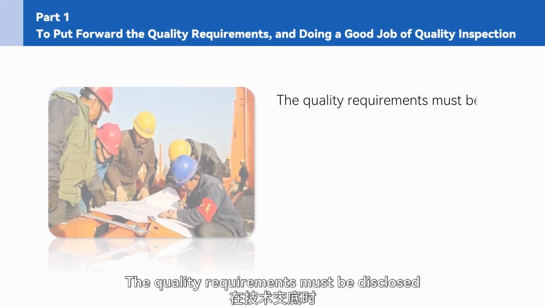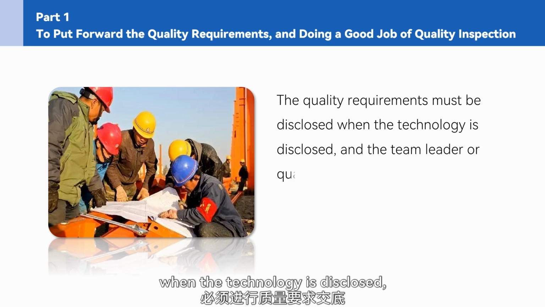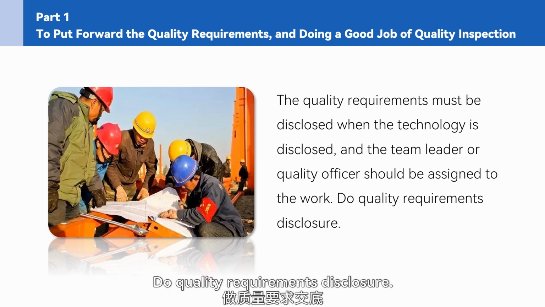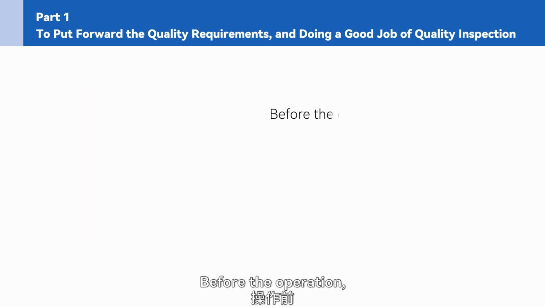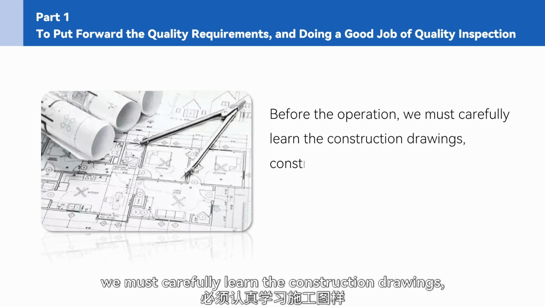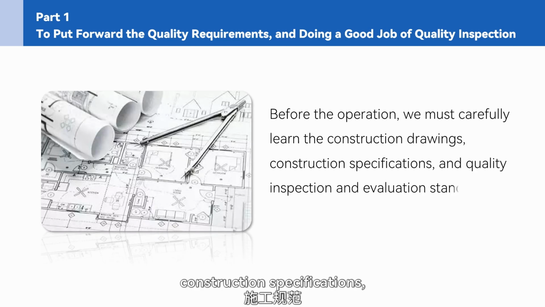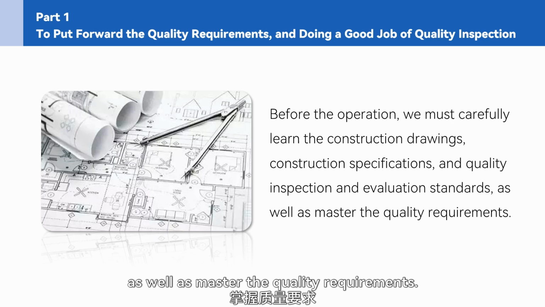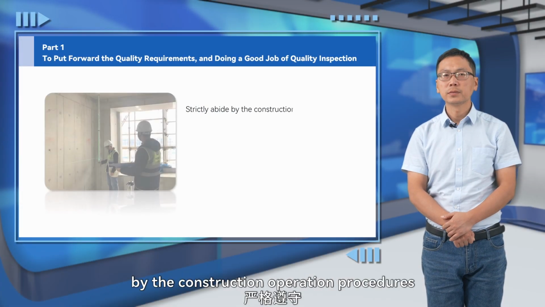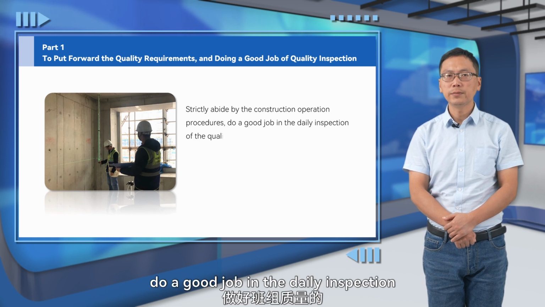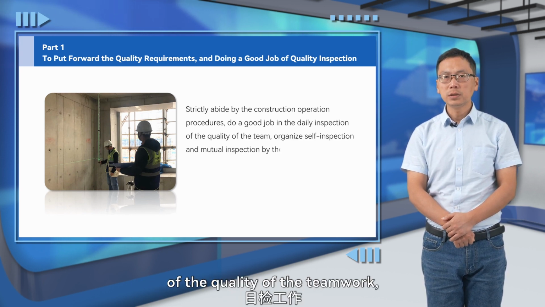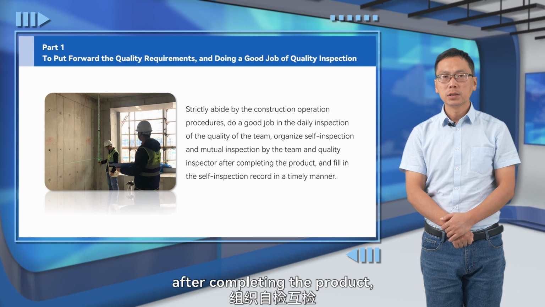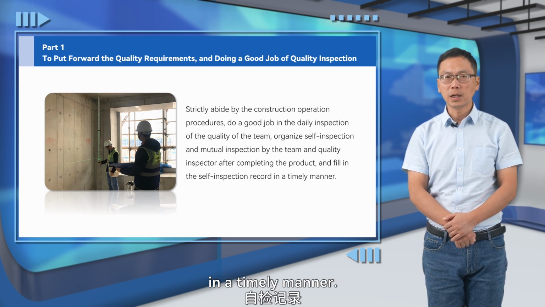The quality requirements must be disclosed when the technology is disclosed, and the team leader or quality officer should be assigned to the work. Do quality requirements disclosure. Before the operation, we must carefully learn the construction drawings, construction specifications, and quality inspection and evaluation standards, as well as master the quality requirements. Strictly abide by the construction operation procedures during construction, do a good job in the daily inspection of the quality of the teamwork, organize self-inspection and mutual inspection by the team and quality inspector after completing the product, and fill in the self-inspection record in a timely manner.